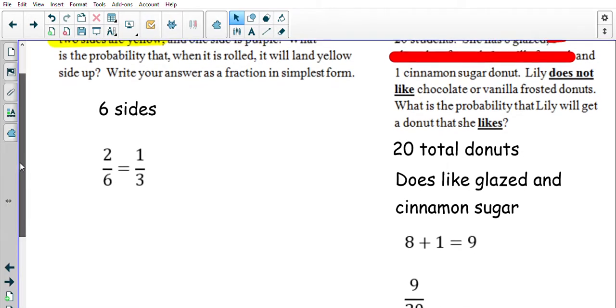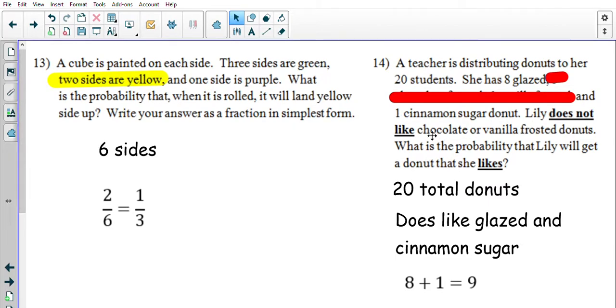Again, we just need to read carefully because it says Lily does not like chocolate or vanilla frosted. We exclude those, just include the 8 glazed, the 1 cinnamon sugar for 9 out of 20.